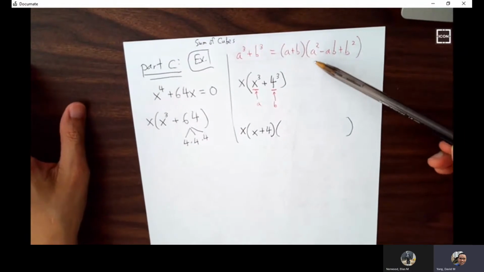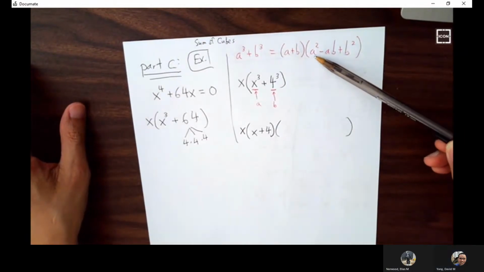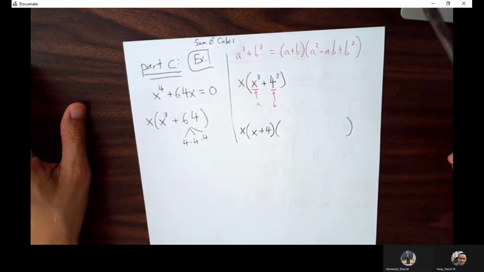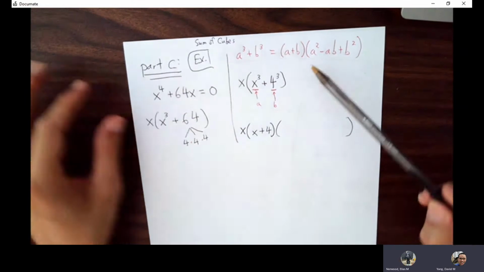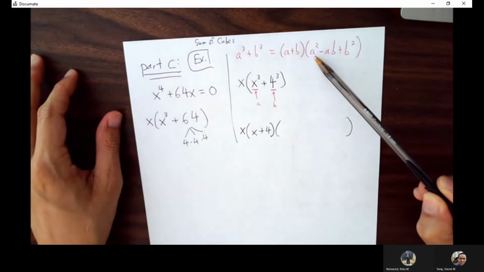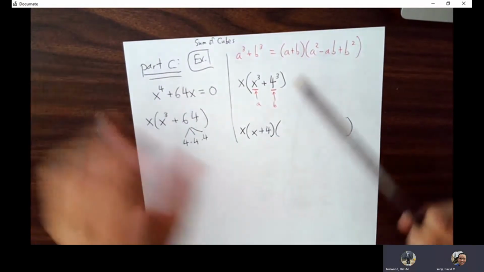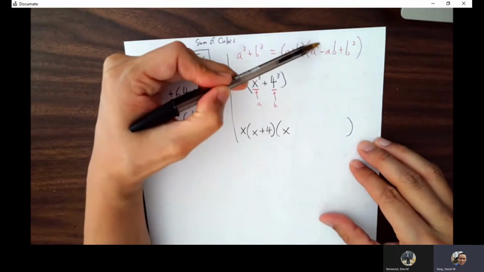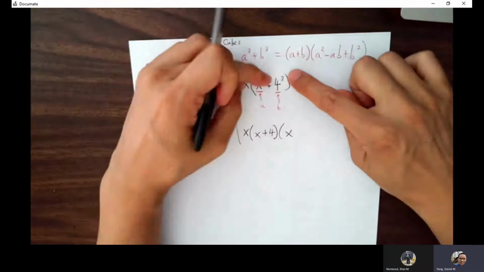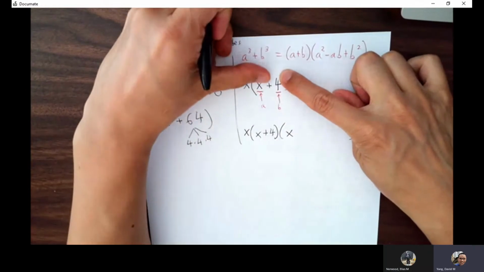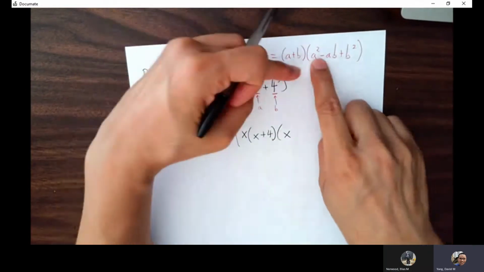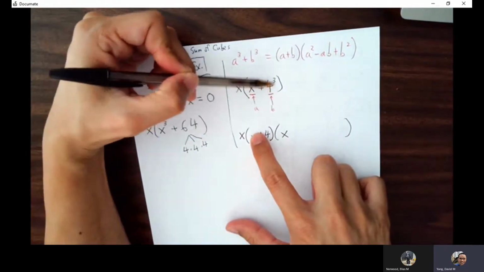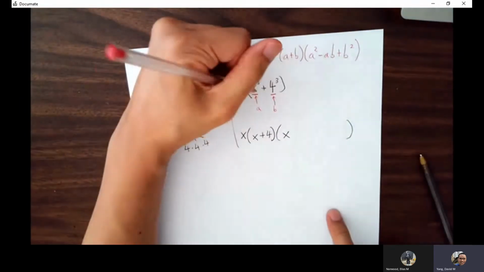All right. What's a squared going to be? X squared. So right now, ignore the cube here because it's part of the original statement, but it doesn't show up here, right? The A is just the x and the B is just the 4.